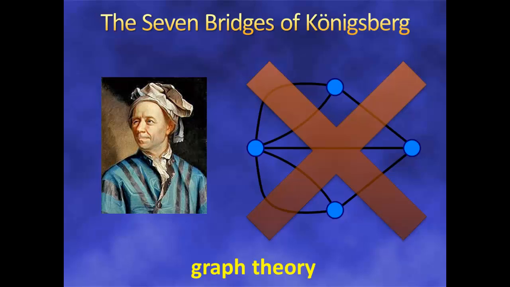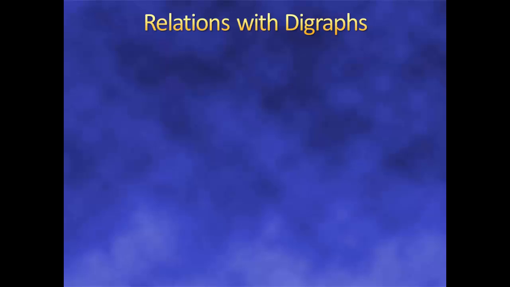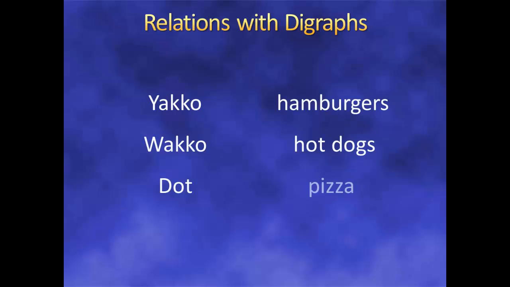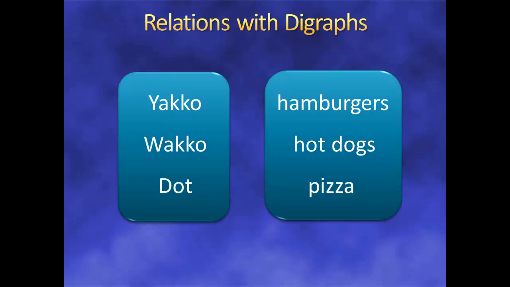Relations can be drawn using a specific kind of graph called a directed graph or digraph. When we draw a digraph to represent a relation, we put all of our elements of the domain on the left and all of our elements of the codomain on the right. Often we'll put an enclosure around the domain and codomain as well, just to make things clear.